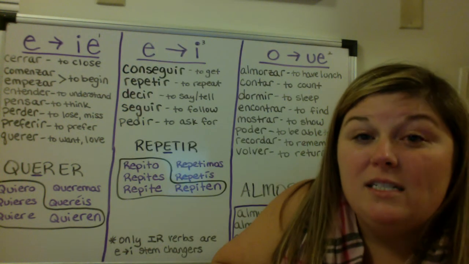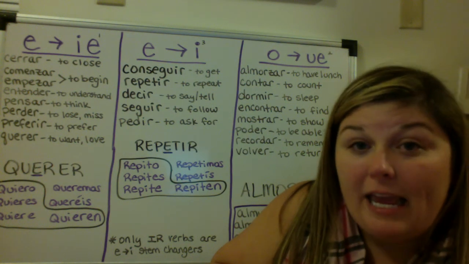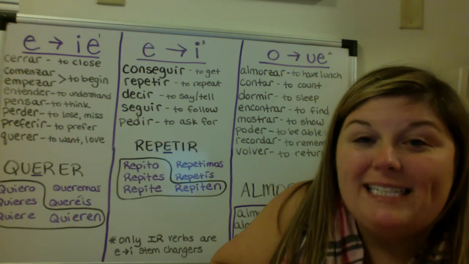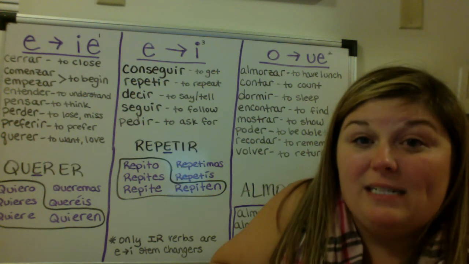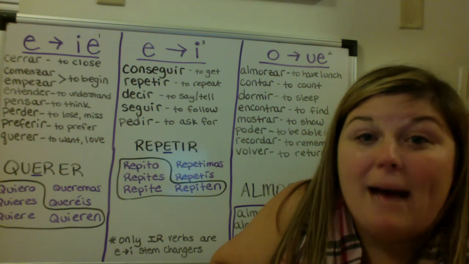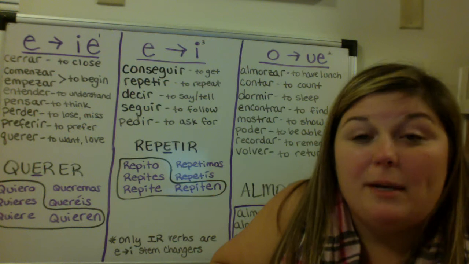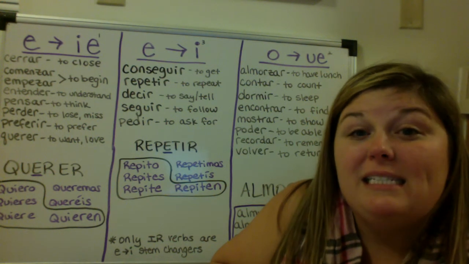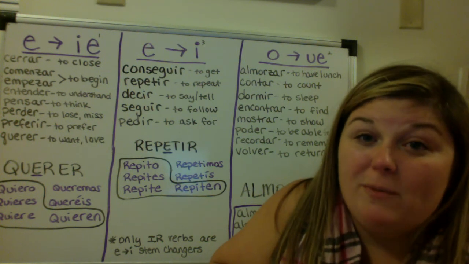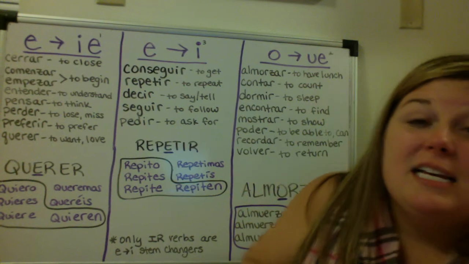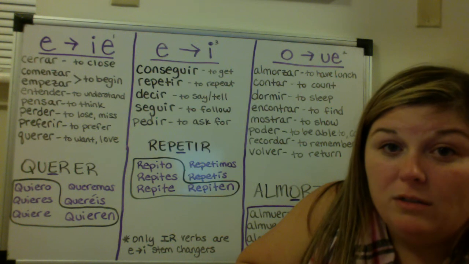Querer means to want or to love. When we're talking about an object, a thing, we'd say, I want pizza, okay? It means to love when we're talking about a person. So if I want to say, I love my mom, right, I would use querer to indicate to love when I'm talking about a person. So querer means to want, and it also means to love. It means to want when we're talking about an object or a thing, and it means to love when we're talking about a person. All right, so stem changing verbs, again, are verbs whose stem vowel changes.